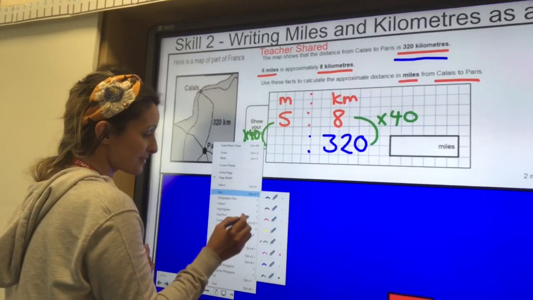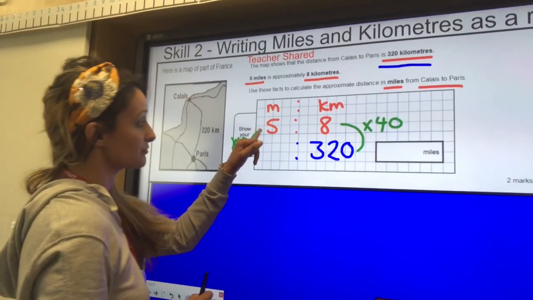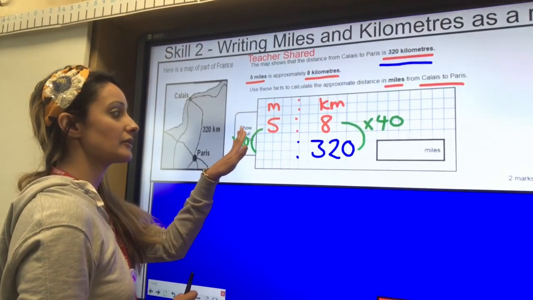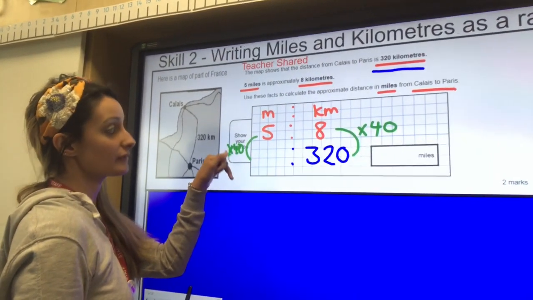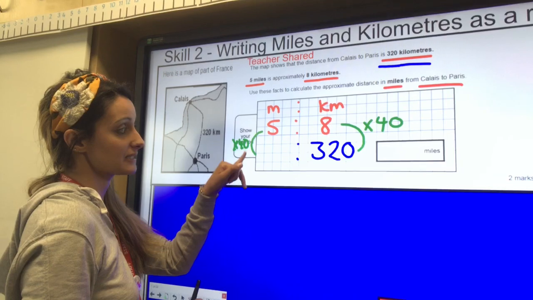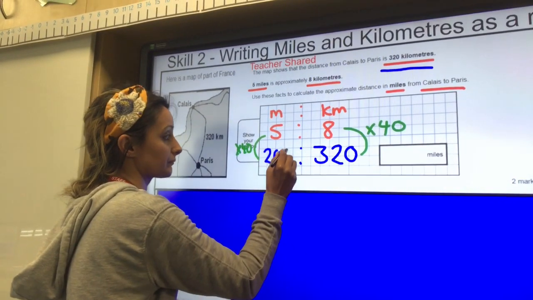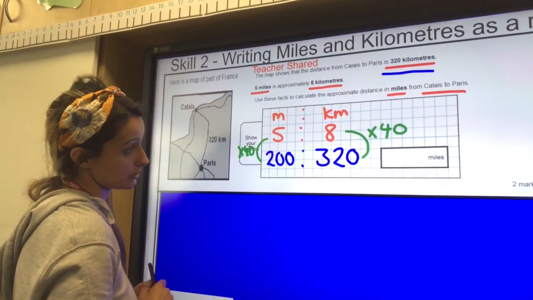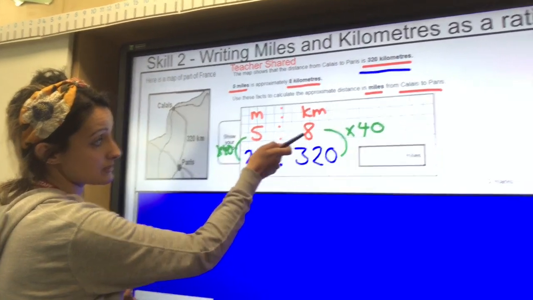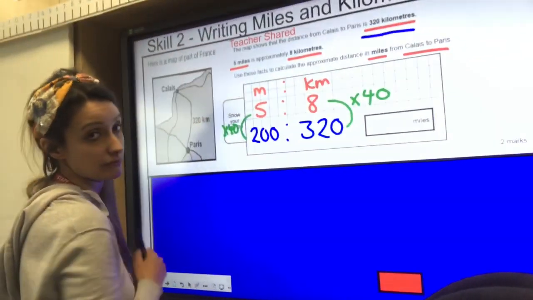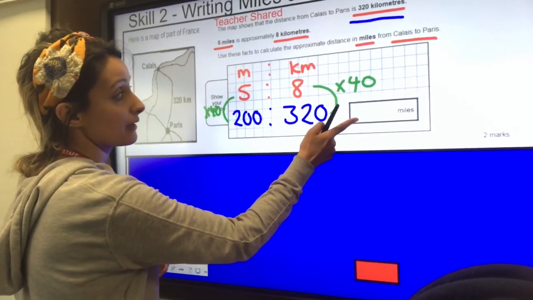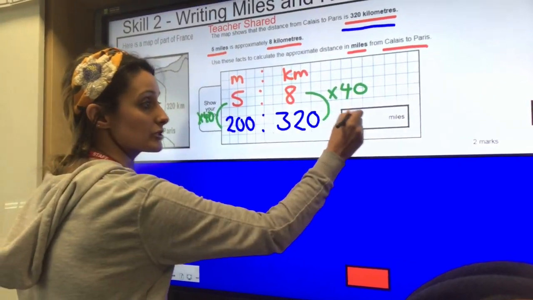So what I'm doing here then is, okay, I do 5 times 40. Well, I know that 5 times 4 is 20, and 40 is 10 times larger than 4. So 20 times by 10 gives me 200. So here's my ratio conversions. 320 kilometres is the same as 8 here, and then 200 would be the same as 5 here when you're looking at ratio and comparing it. So my answer here, in miles, my final answer would be 200.